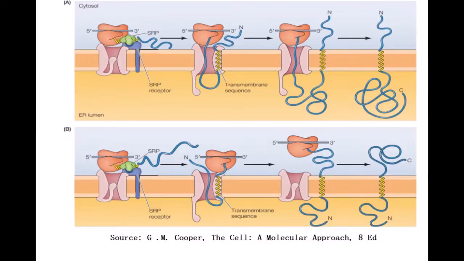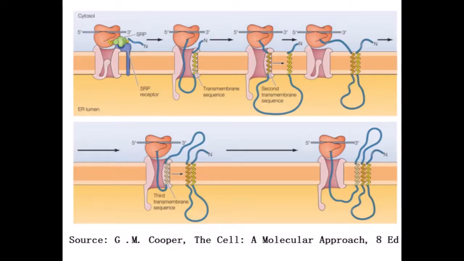In the second case, there are two scenarios. In the first scenario, when the signal sequence is not present, the N-terminal of the polypeptide chain lies on the cytosolic side and the protein enters the lumen and the C-terminal lies on the lumen side. However, it may happen that the N-terminal enters the lumen and the C-terminal lies on the cytosolic side as shown in the picture.